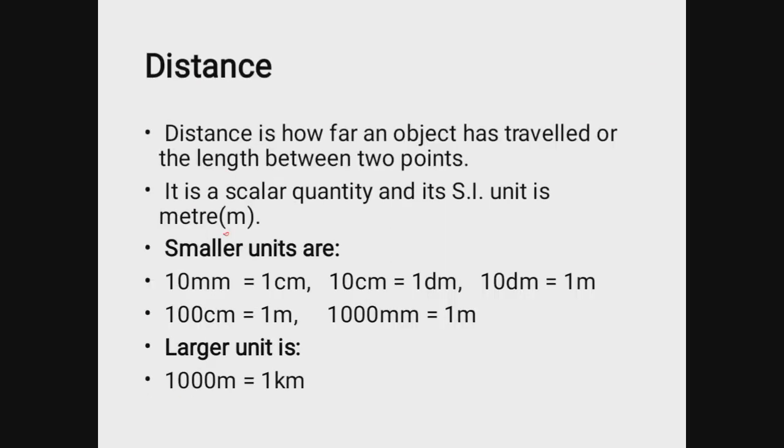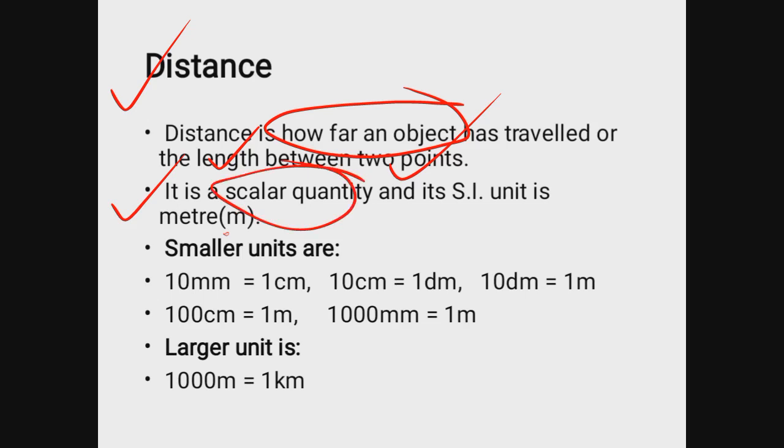Then moving to distance. What is distance? Distance is simply how far an object has traveled, or the length between 2 points. And additional information: distance is actually a scalar quantity, and its SI unit is meter.